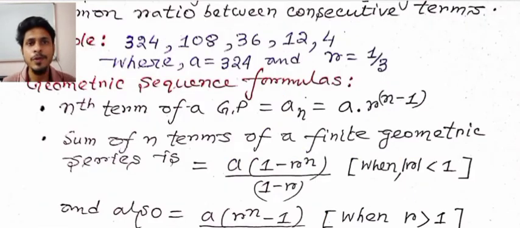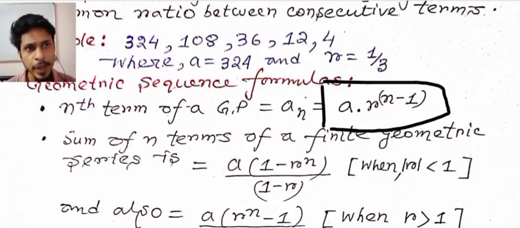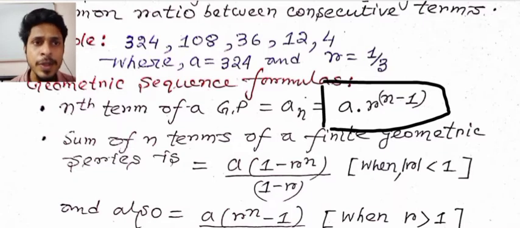Next, we move on to geometric formulas. When we have to find the nth term of GP, here it is. This is the formula: a into r to the power n minus 1, where a is the first term of the GP series and r is the common ratio of the GP series, and nth term means, like, fourth term, fifth term. For the fourth term, n minus 1 is 4 minus 1, that is 3. So r cube will be there.